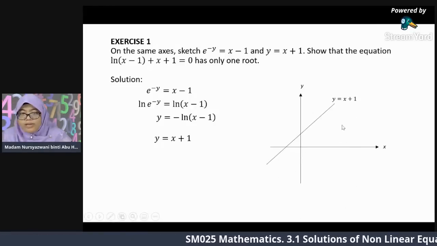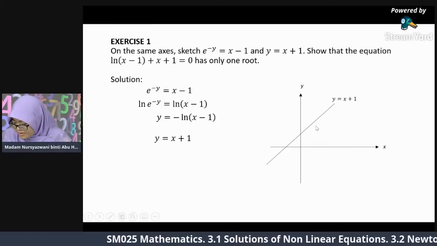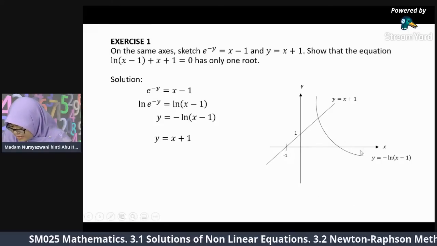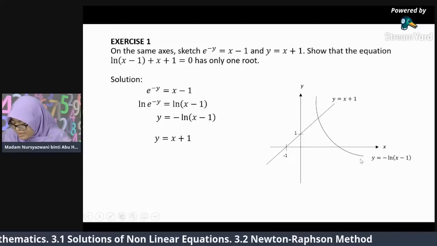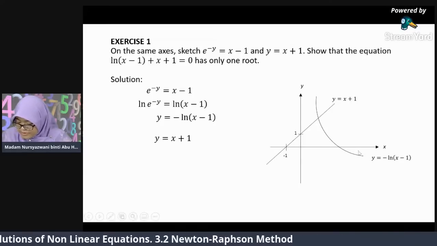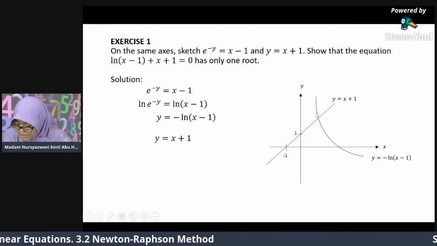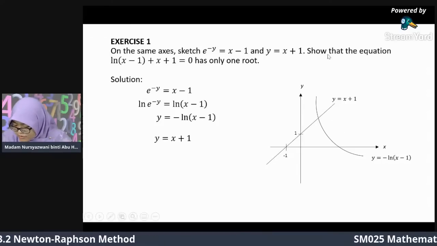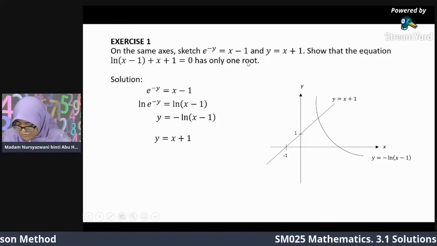Here y equal to x plus 1 and here y equal to negative ln x minus 1. Okay, so kita dah settle lah untuk sketch graph. So sekarang ni, how to show the equation has only one root.